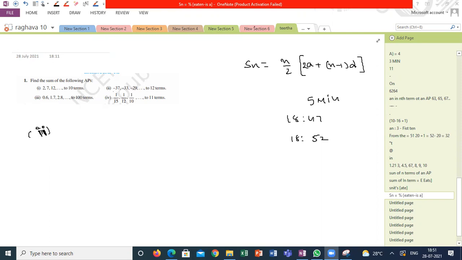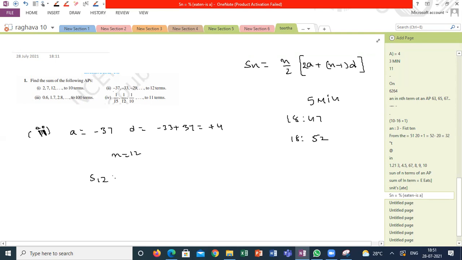Not an, man, Sn. An represents that particular position of the term. Let's see. Yes, it is Sn. An already we gave the name for the nth term. So in the second series, a is equal to minus 37. d is equal to minus 33 plus 37, that is plus 4. And n is equal to 12.